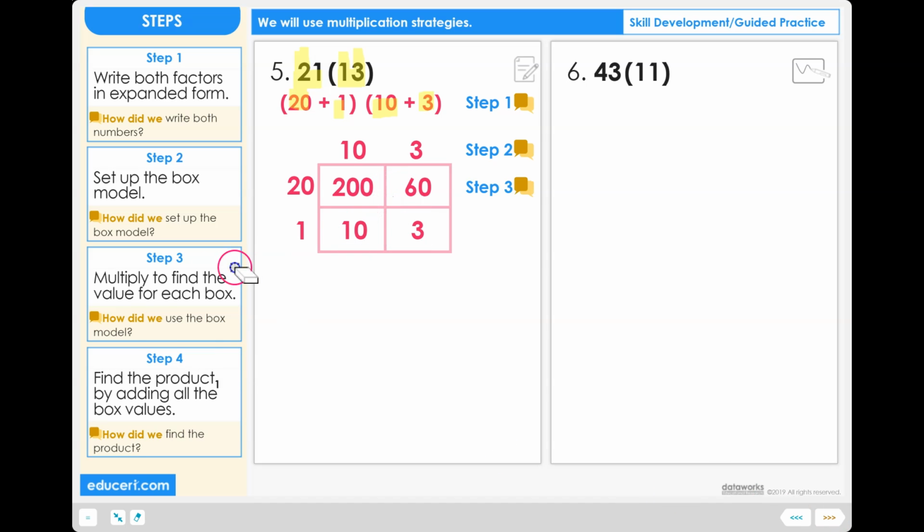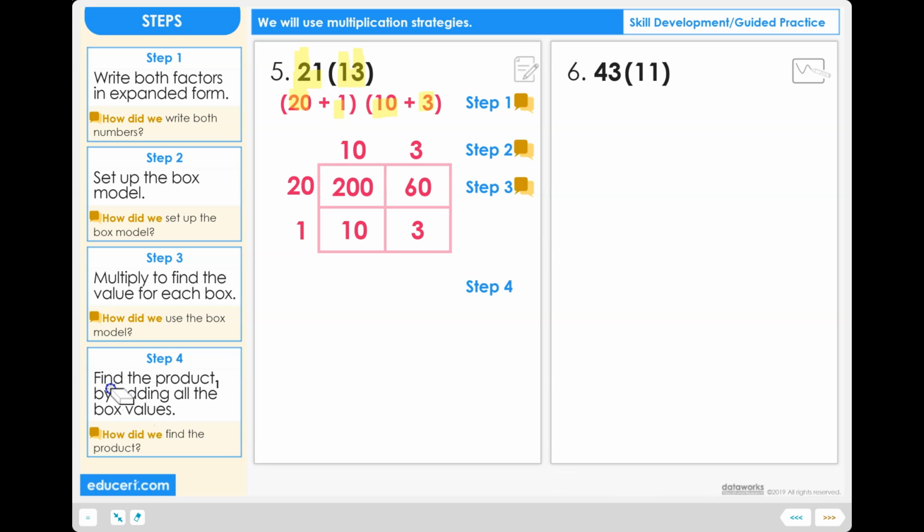The question for step 3: how did we use the box model? Well, after step 2 and having the problem set up, all that was needed to do in step 3 was to multiply and find the 4 values that go inside of the 4 boxes of the box model.